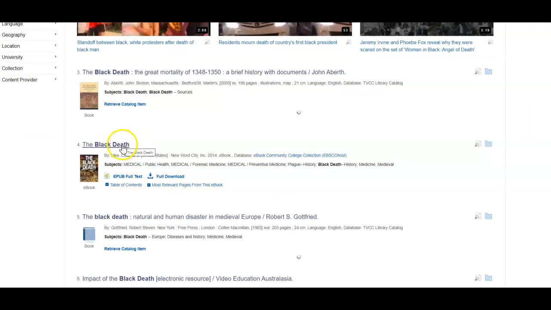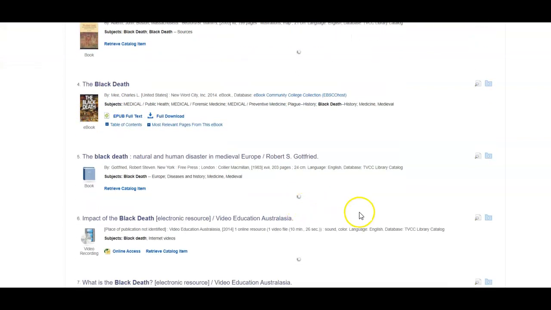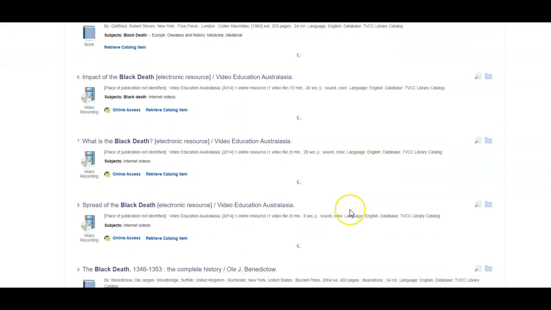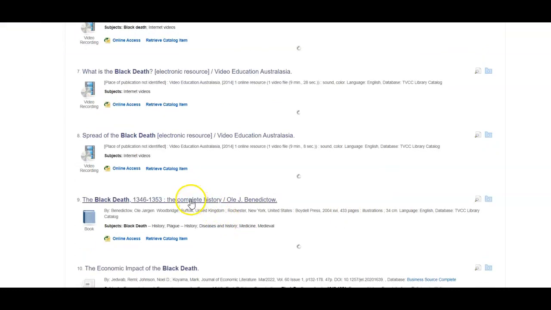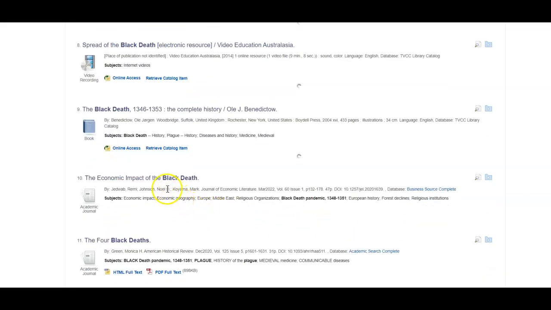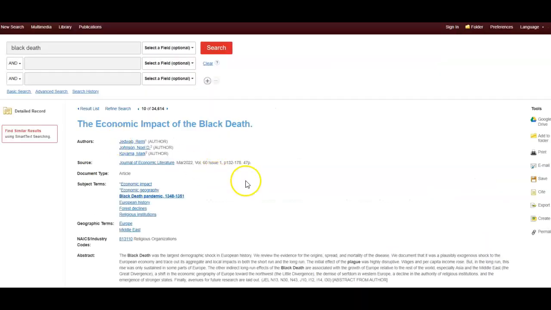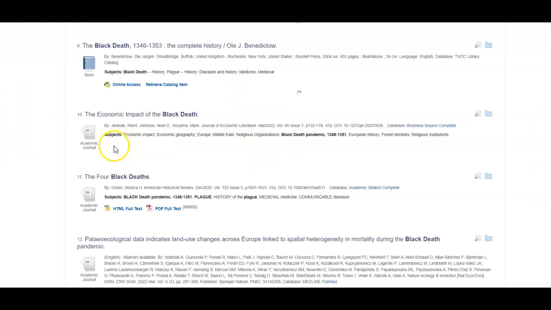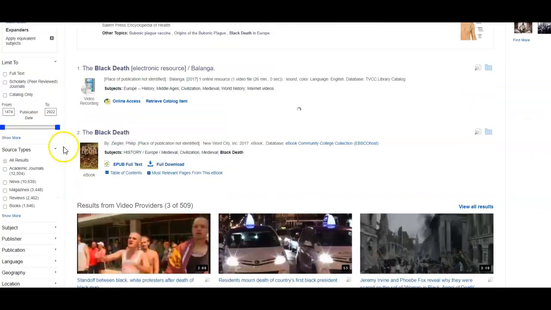There's this one that you can also look at by Mee. You have other aspects. Here's the one about the complete history of the Black Death. This is online access. You can access it that way. This particular article talks about the economic impact of the Black Death. A good article to look at, just to give you an idea. It's somewhat lengthy. Let me go back over here and change up the search just slightly.